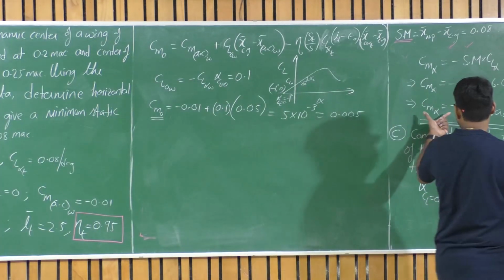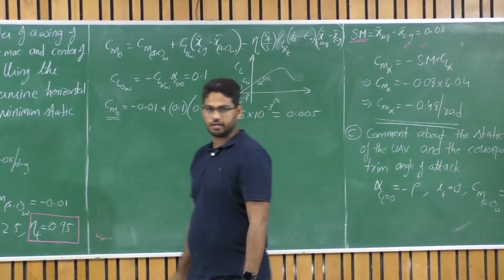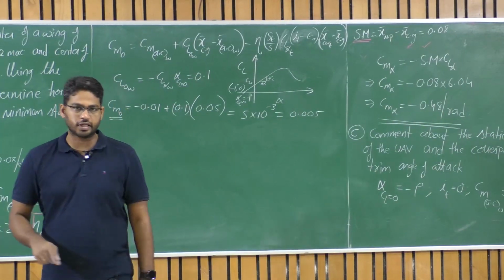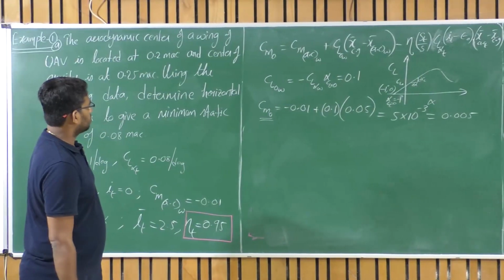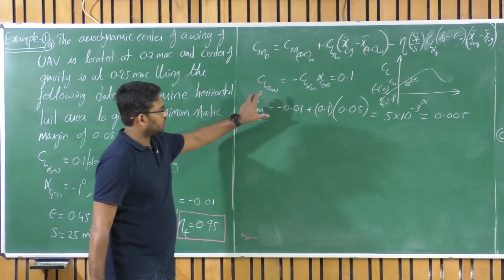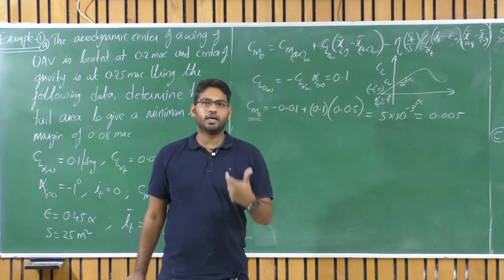So what we can say is CM alpha is negative and CM naught is positive. We can say this is statically stable. It possesses longitudinal static stability, this particular UAV, with the current CG location. So how can I increase this? Before that, are we satisfied with the CM naught? How can I answer that question?